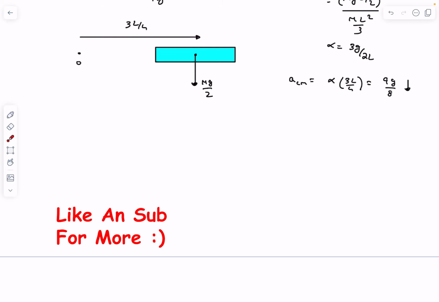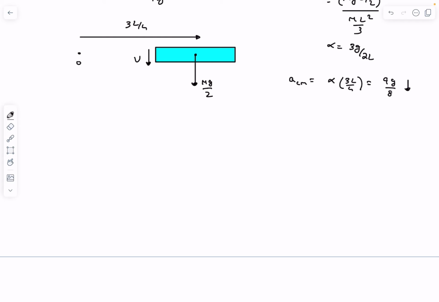So the acceleration of the center of mass of this part, if you solve, comes out to be 9g by 8. The vertical acceleration is actually greater than g, which means there must be some force in the downward direction that is pushing this element downwards. And that in this case is going to be the internal shear force. So let's give it the name V.